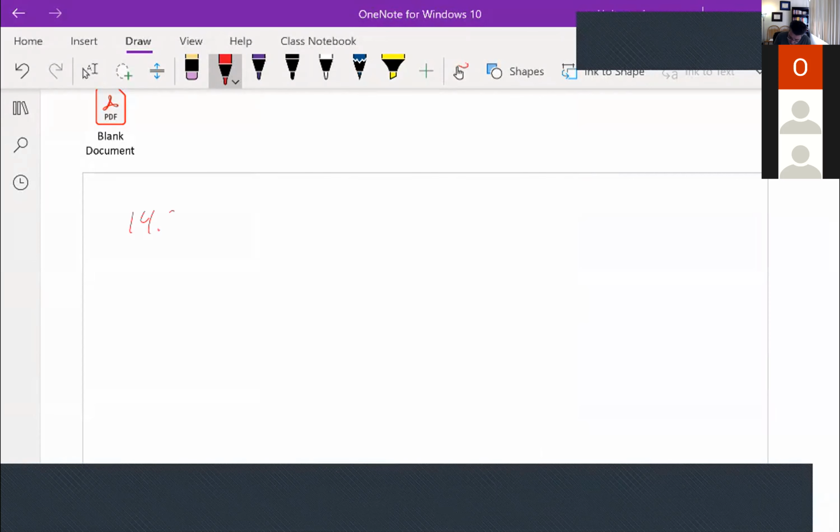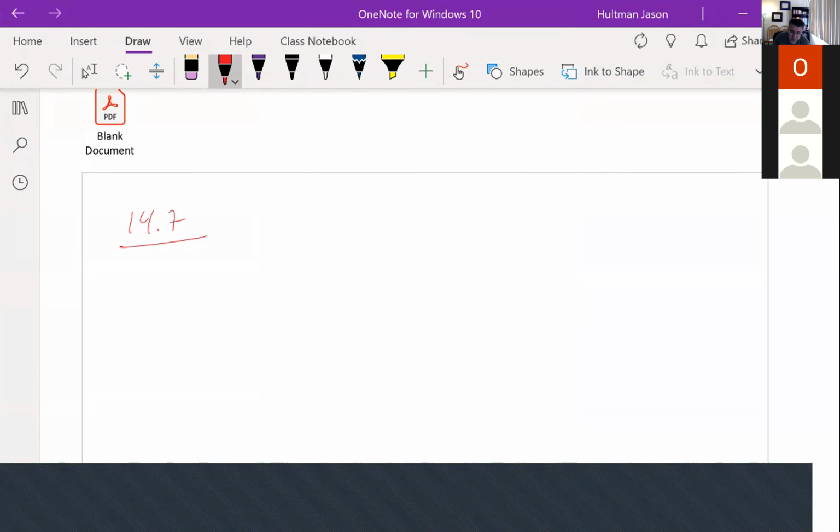Okay, 14.7. Maximum and minimum values. Max and min in 3D. Okay, maximums and minimums in 3 dimensions.